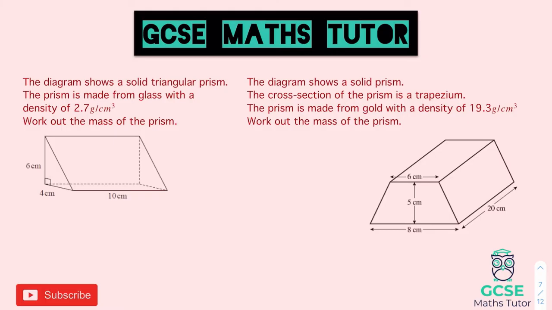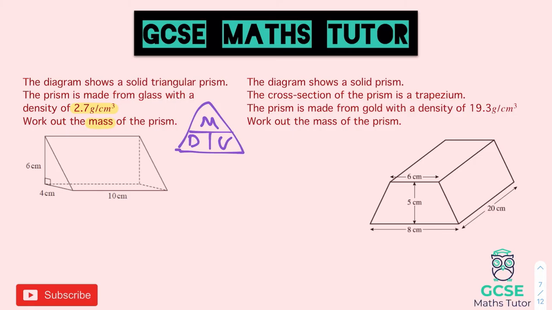Okay, so for the first one then, we've got a triangular prism and it's made from glass and the density there is 2.7 grams per centimeter cubed. And again, we're going to work out the mass. So again, just making sure we have our formula triangle written down so we can see exactly what we need to do when we get there. We need to work out the volume.